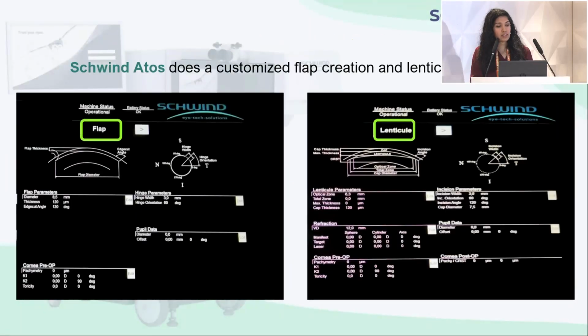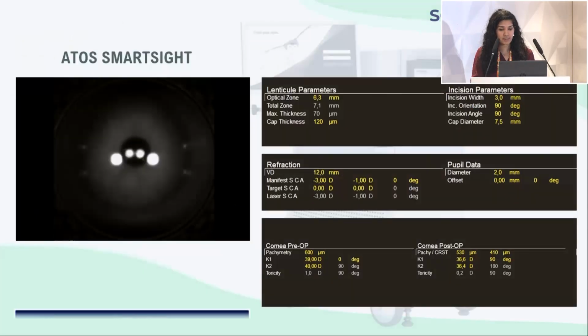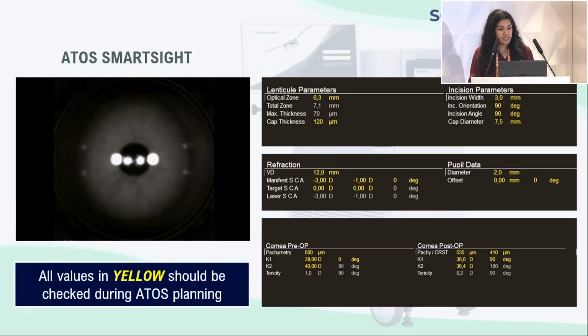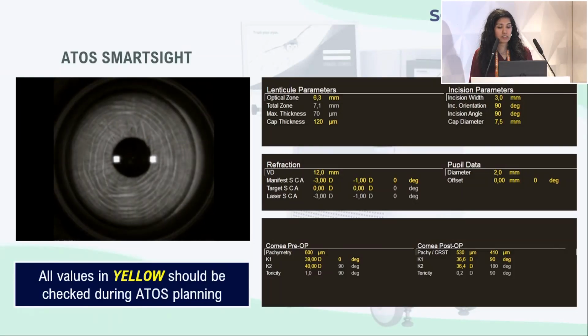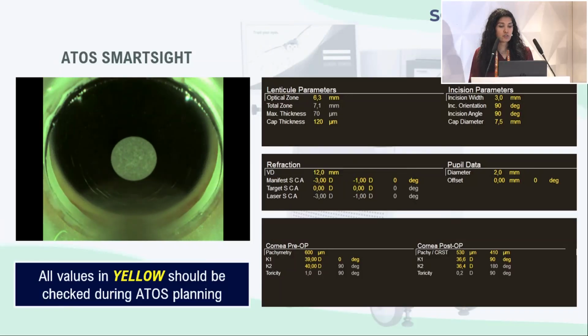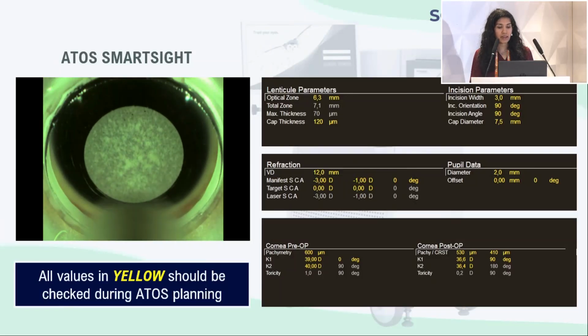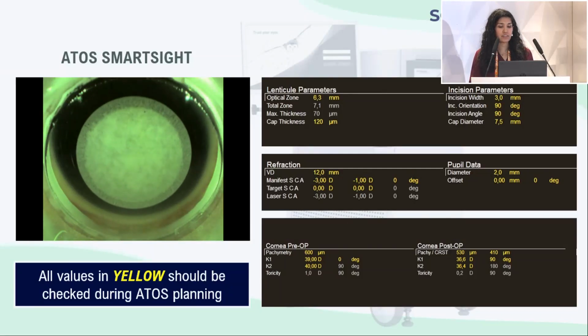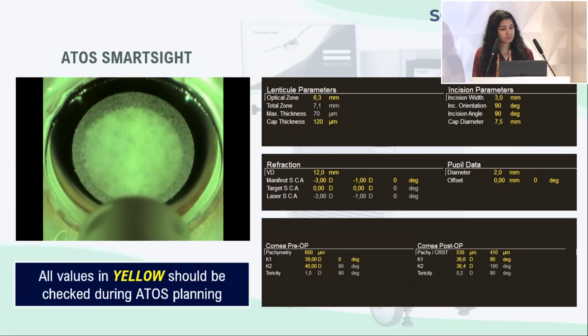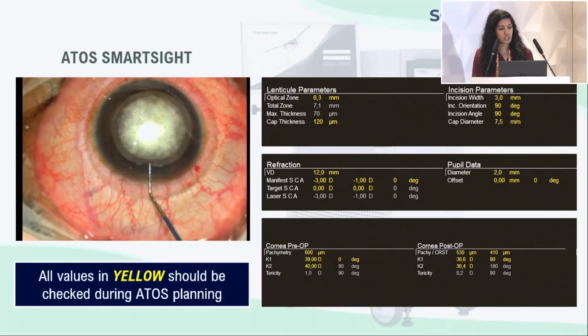So here we can plan for either the flap-based or the lenticule-based procedure. After entering the patient's data, we can enter the lenticule parameters or the flap parameters based on the surgeon's choices. Here we see there are certain parameters that are in yellow and certain in gray. The ones in yellow are the ones that can be edited. That is the patient's refraction, the pachymetry, and the K1, K2, which most of the time is taken from the MS39.